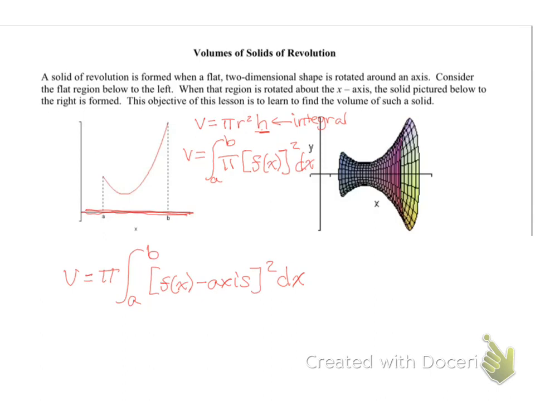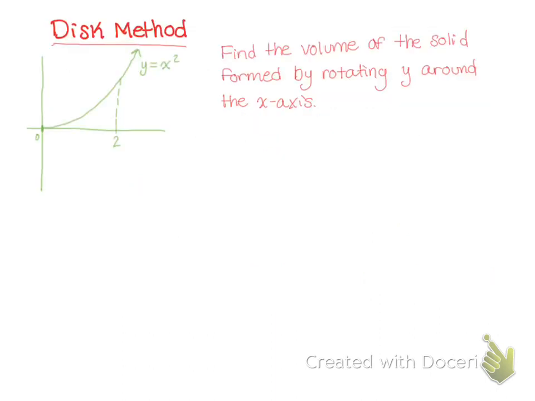Okay, if you're not quite understanding how this looks, if you Google volumes of solids of revolution, there's a website called GeoGebra that has a really good example. You can plug in different functions and see what it looks like rotated around the x-axis. So I highly recommend that you look at that if you are still confused. Okay, so let's do a couple of examples.